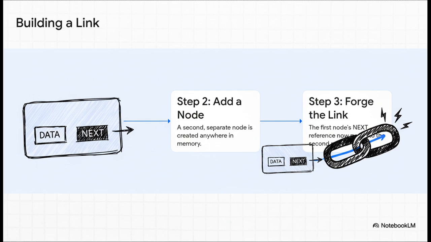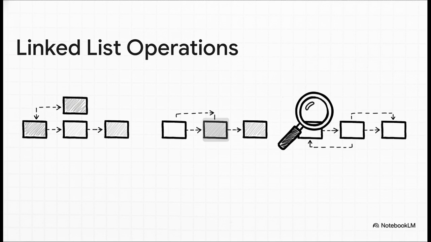Think of it as a little box. Each node holds two things: the actual piece of data you care about, and then a pointer, which is basically an address that points to the next node in the sequence. You just create another node somewhere else in memory, and then you tell the first node's next pointer where to find it. Just like that, you're forging links in a chain. Okay, so here's the trade-off, and you really gotta get this. Linked lists are amazing.